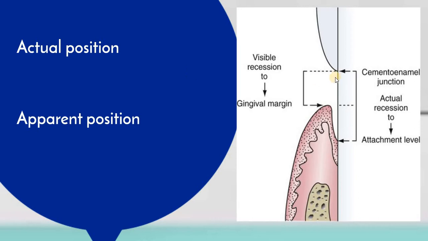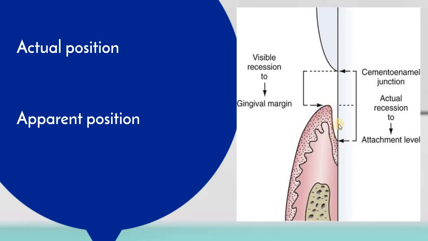The actual position is from cemento-enamel junction to the most apical part of the junctional epithelium, while the apparent position is what we see clinically, just the part of the visible root surface. And this is not the actual recession actually. This is the apparent one.